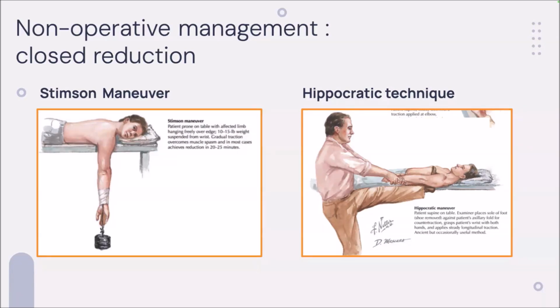But the problem of Stimson is that the patient can fall down. It's not easy. You need to find a very special table. The table must be very high, right? Because you hang the arm down and you have traction. So it should be this high. So it's not easy to find that in the emergency room. And you need to stabilize the patient very well.